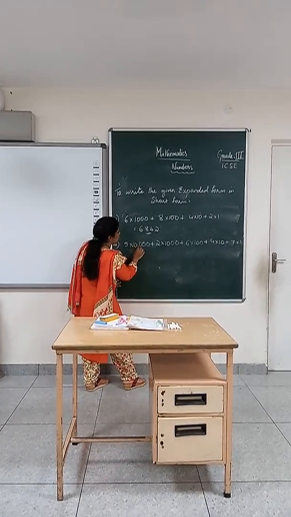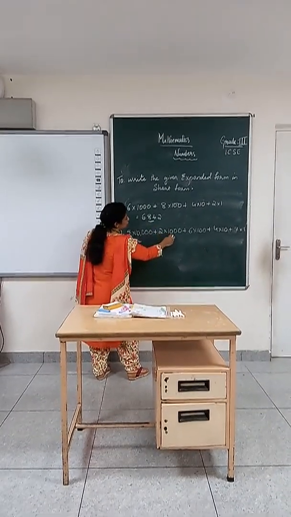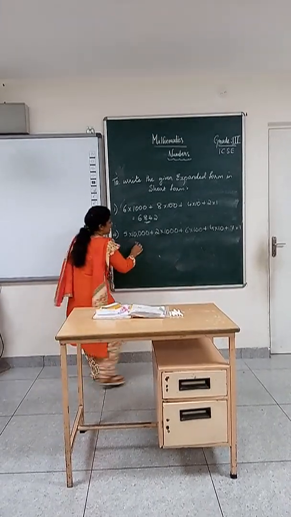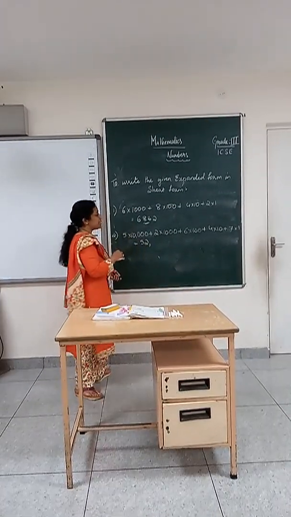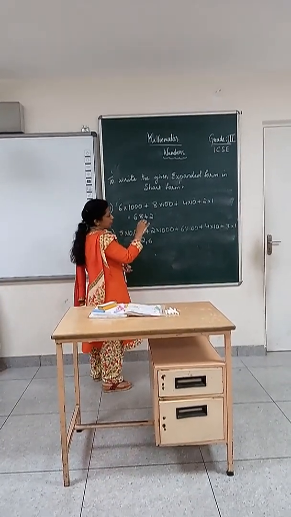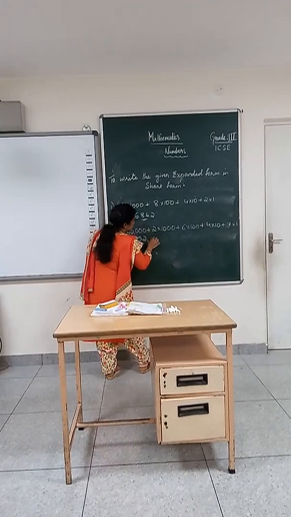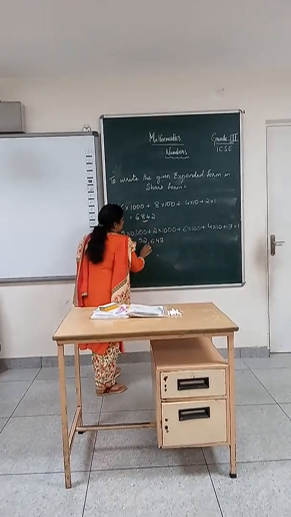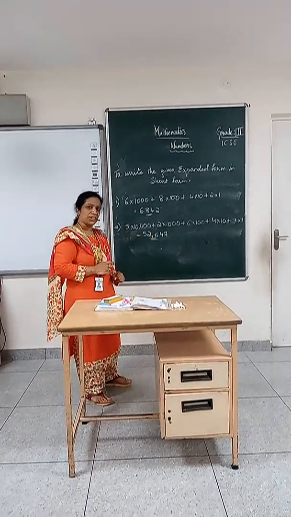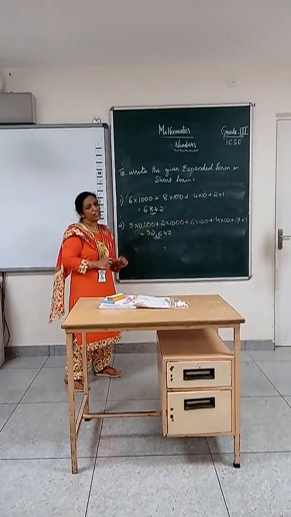So now 5 into 10,000. So it becomes 50,000 plus 2 into 1,000, 2,000. So now 50,000 plus 2,000. So it becomes 52,000. 6 into 100 is 600. Then 4 into 10 is 40 plus 7 into 1 is 7. So that is 647. So now look at this, right? 52,647. Now this forms the short form for this expanded form.